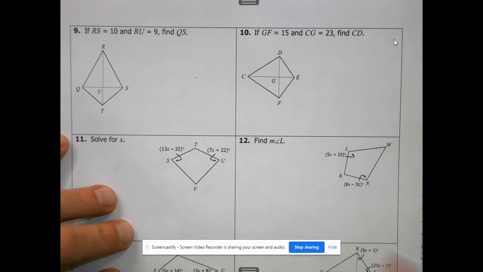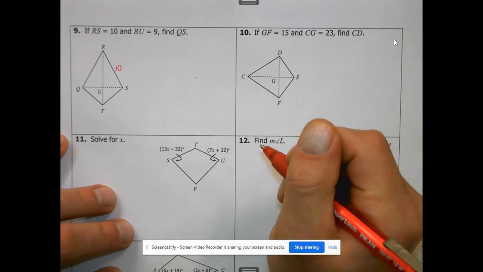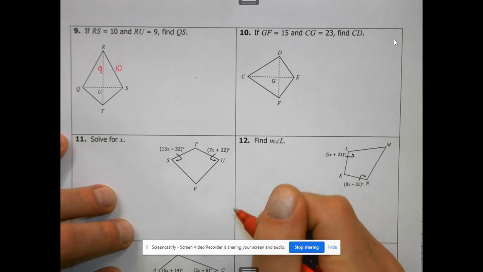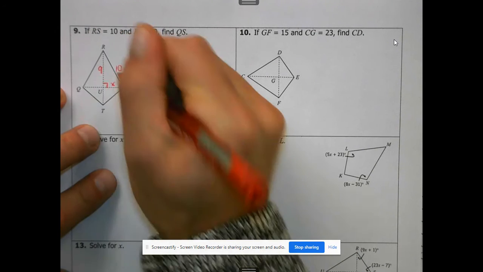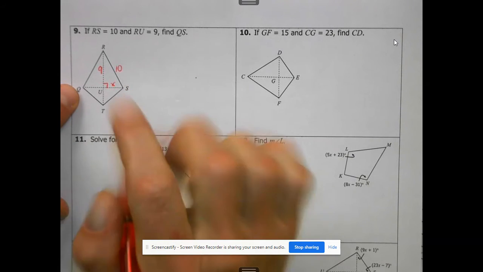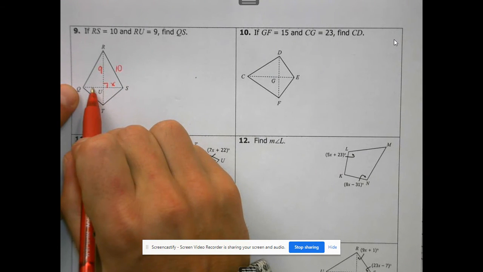Number 9, R to S is 10. R to U is 9. Find QS. Okay, we're going to do 2 pieces, though. I know I got to find Q to S, right? But I'm going to find this piece first, and then I'll double it to get the whole thing.